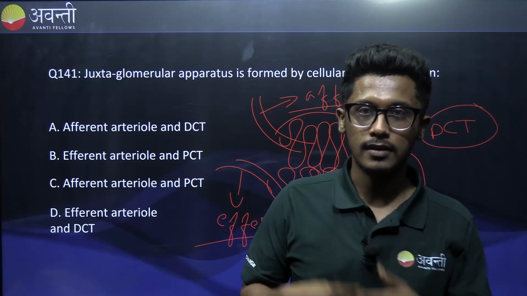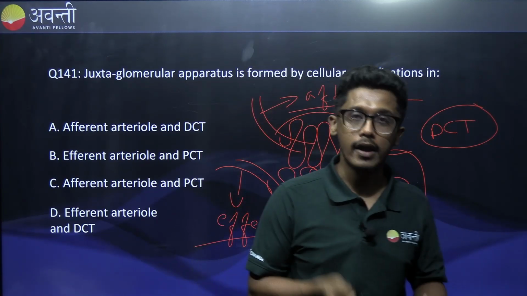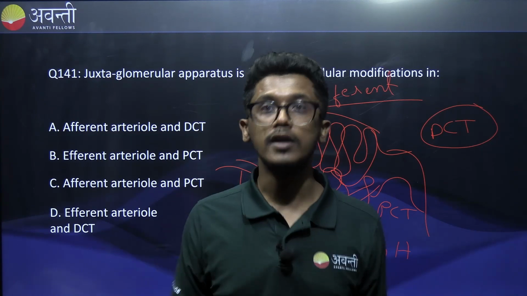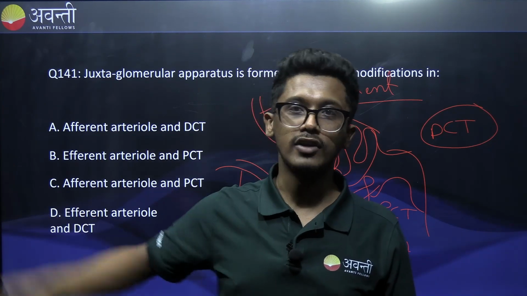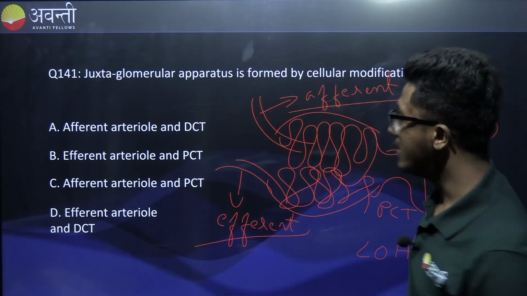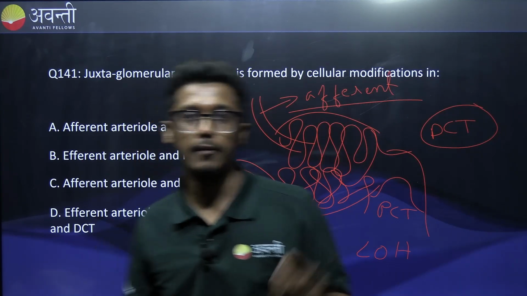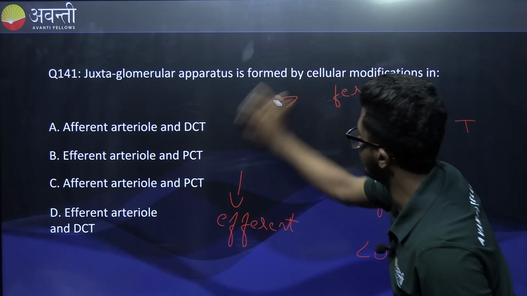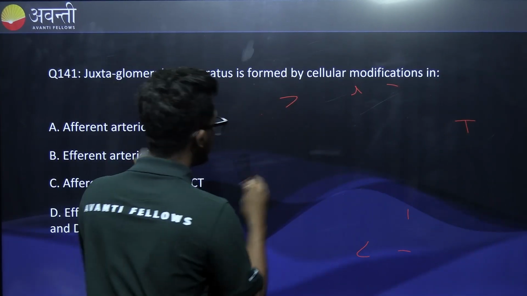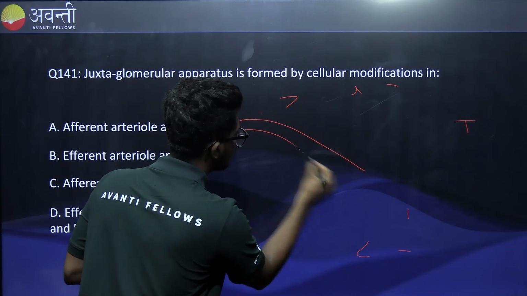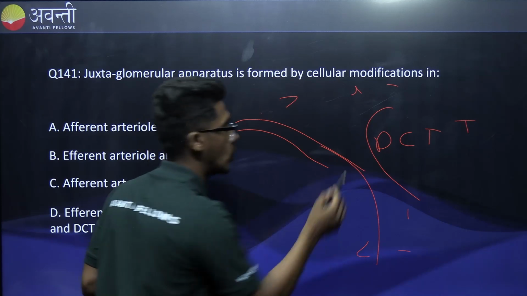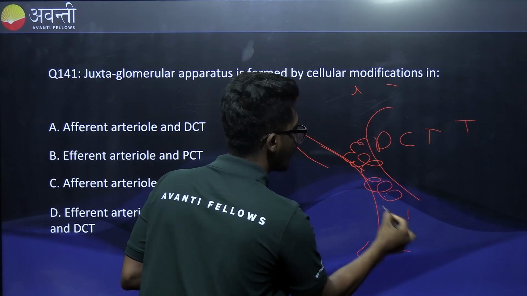Whenever you have very little water content in your body, then the urine formation has to be reduced. Whenever you have very high water content in your body, then the urine formation can be high or moderate. To monitor this, there is a special type of cells that are formed between the junction of your DCT and the afferent arteriole. This is your afferent arteriole, and this is the DCT. Between DCT and the afferent arteriole, there are special cells that colonize here.